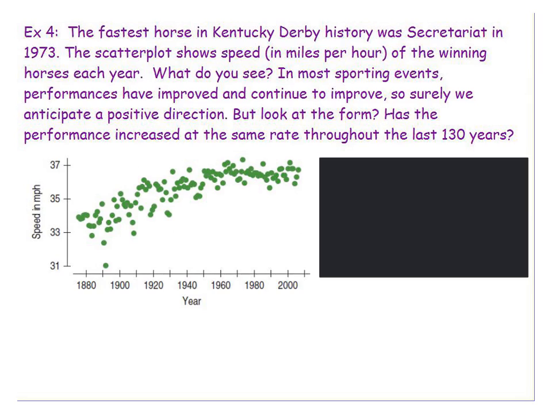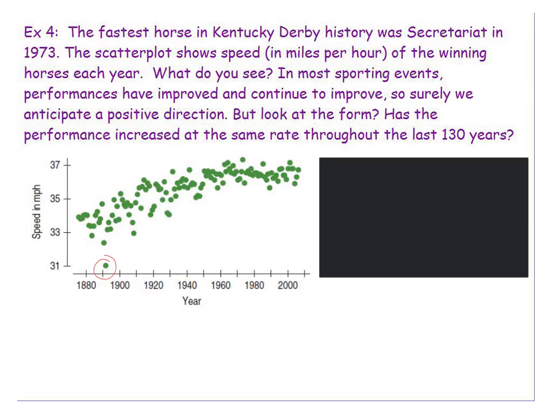The fastest horse in Kentucky Derby history was Secretariat in 1973. The scatter plot shows the speeds in miles per hour of the winning horses each year. What do you see? In most sporting events, performances have improved and continue to improve. So surely we anticipate a positive direction. But look at the form. Has the performance increased at the same rate throughout the last 130 years? So first of all, this guy right here, that's Secretariat. That was the fastest horse in Kentucky Derby history. Has been, may not ever be anybody faster.